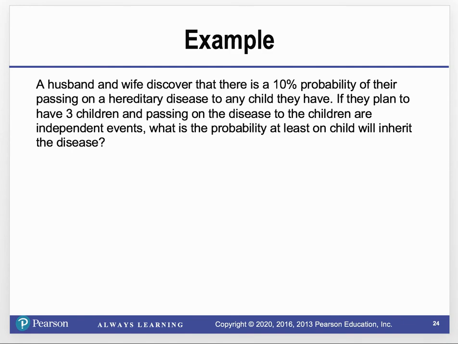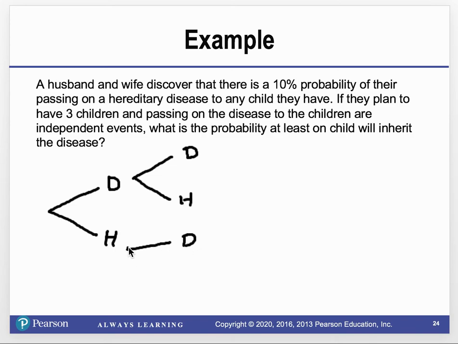Okay, well, if they're going to have 3 kids, they can have a child with the disease or a healthy child on the first one. Same with the second one. It doesn't matter if the child had the disease the first time or not. Their second child can still either have the disease or be healthy, no matter what happened with the first child, and the same with the next child.